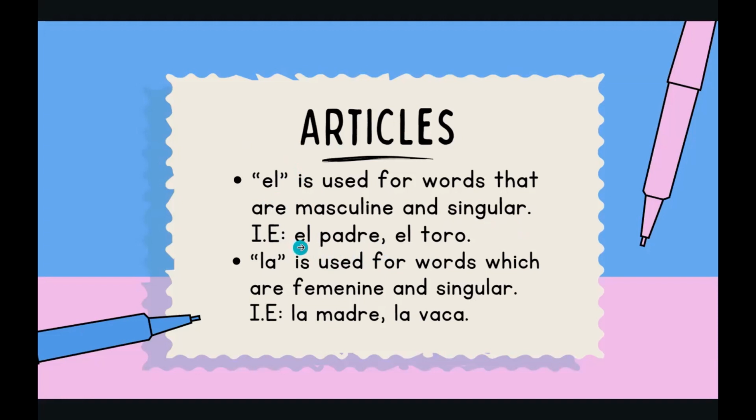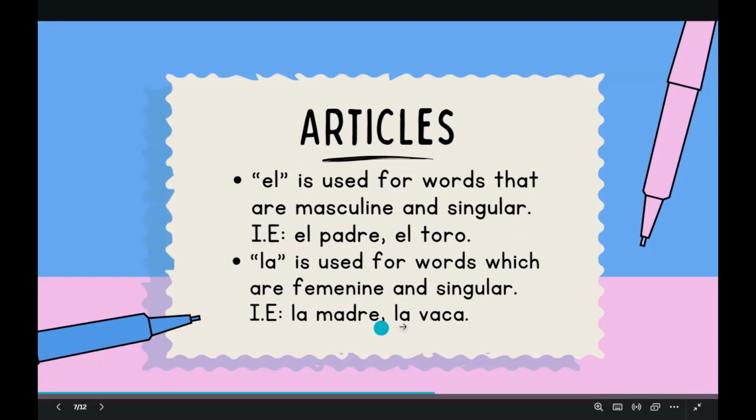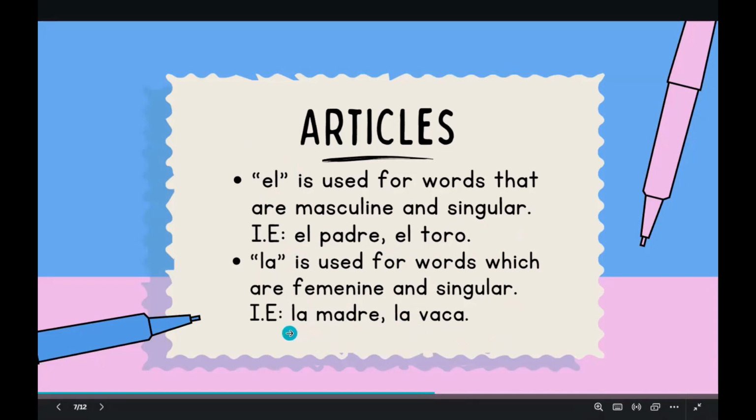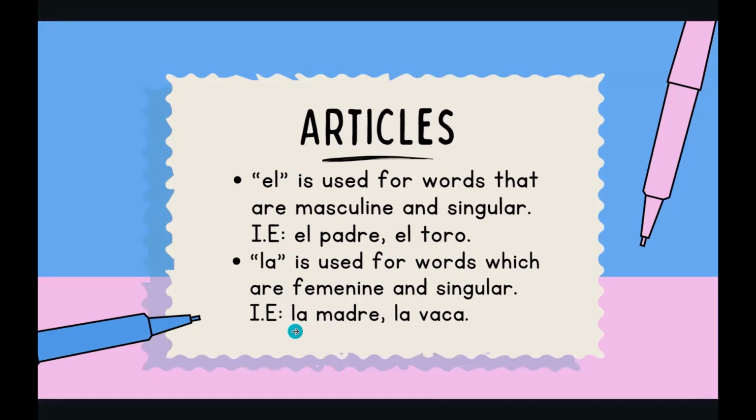For instance, we have el padre and el toro, the father and the bull. Now, la is used for words which are feminine and singular, okay? We have la madre and la vaca, the mother, the cow. Whenever we see a word which is preceded by la, we know that word is going to be feminine and singular. The same with el, okay? The only difference is that whenever a word is preceded by el, it's of course masculine and singular.